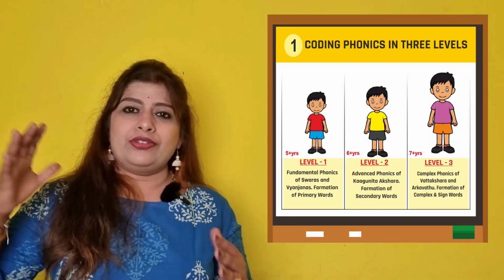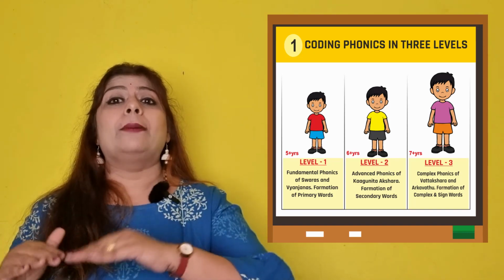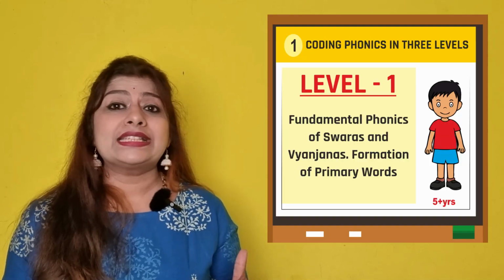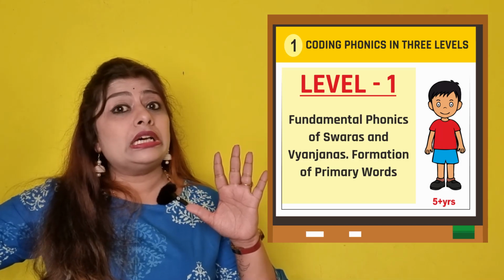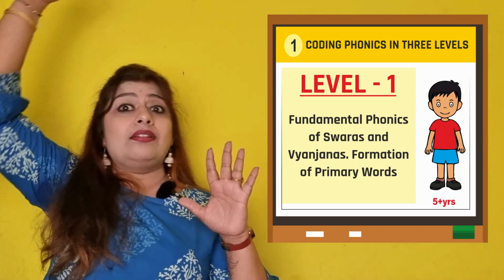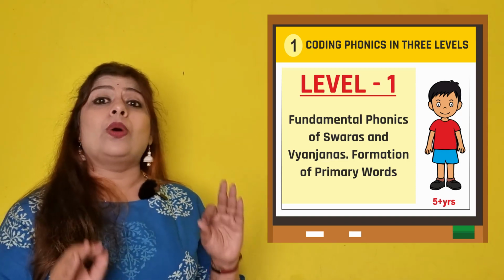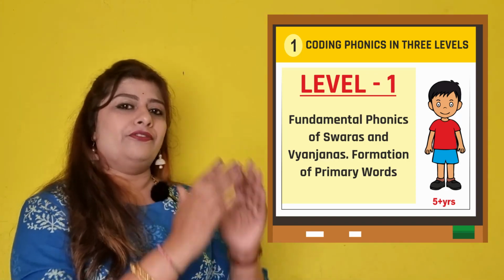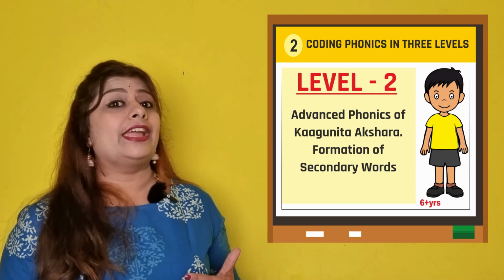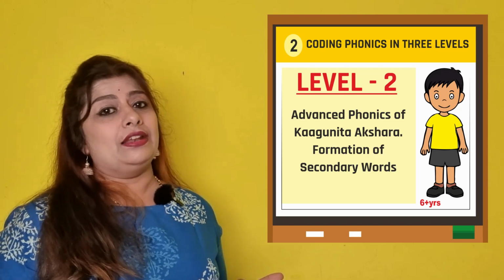We have divided this learning into 3 levels, depending upon the age. Level 1 can start from 5 years or any beginner's level. If anybody is willing to learn Kannada in 5th standard, 7th standard, college, let it be anything, the beginner's level is level 1, wherein they will learn the primary phonics of Swara and Vyanjana. Next is level 2, appropriately at the age of 6 when the child is in 1st standard, or the 2nd level of any learner.